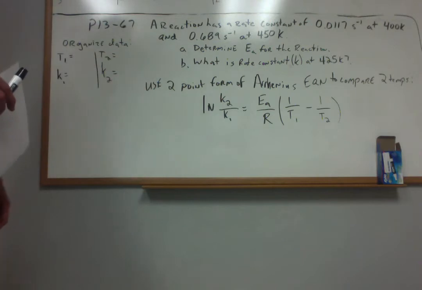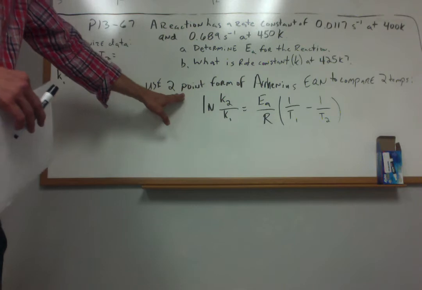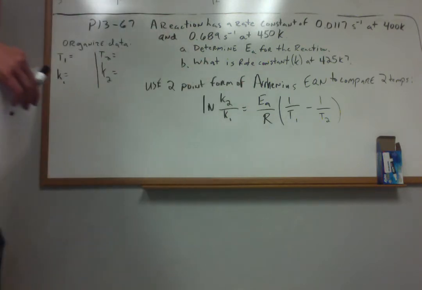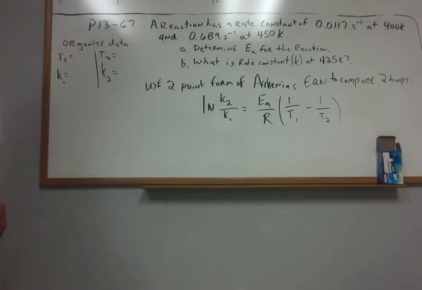The way we're going to solve this problem is use the two-point form of the Arrhenius equation. Remember, the Arrhenius equation is ultimately used to describe the temperature dependence of our kinetics, and that manifests itself through changes in K's, the rate constant. Generally speaking, larger temperatures, larger values of K. That's what the Arrhenius equation does for us.